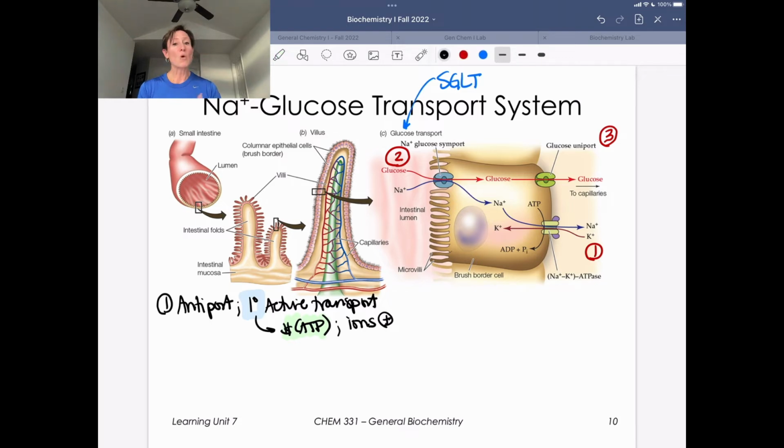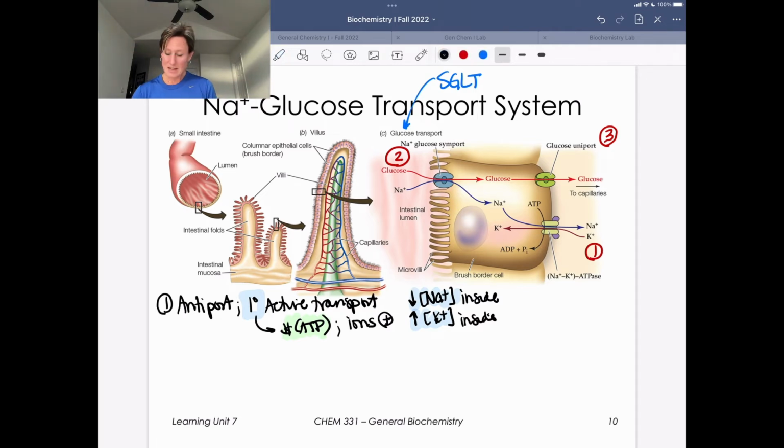So here's the net of what we are moving then. We are going to have a low concentration of sodium inside our brush border cell. So this is the net effect of what's happening. And we are going to have high concentrations of potassium inside our cell. So sodium is being pumped out, potassium is being pumped in, and the net effect is low concentration of sodium inside and high concentrations of potassium inside.